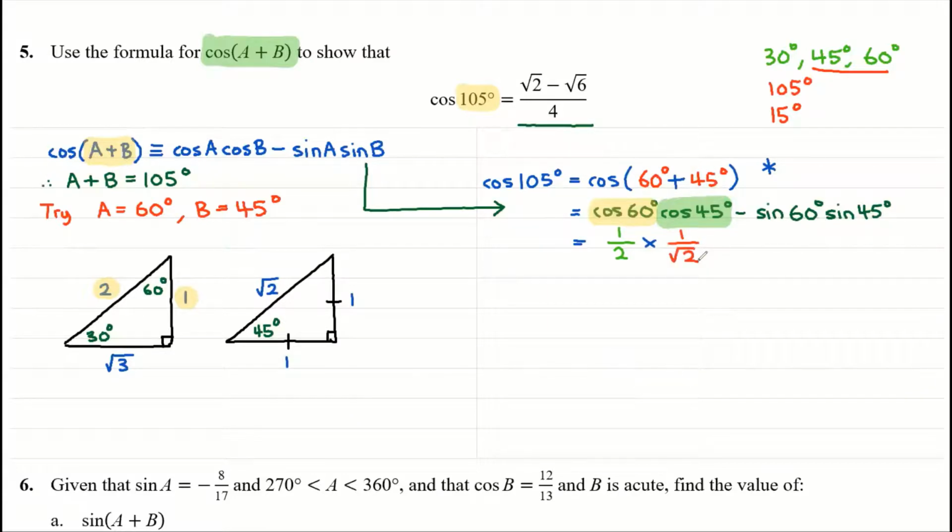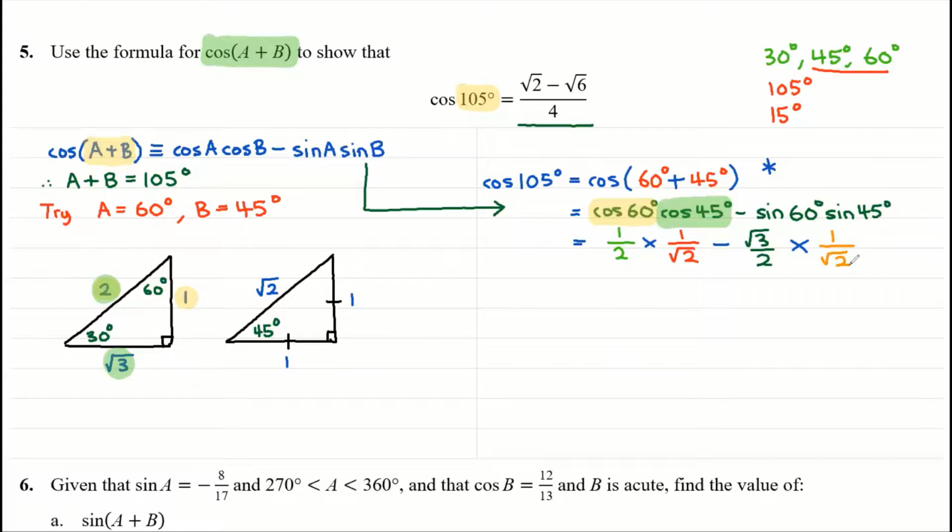And then we're going to be subtracting the sine of 60. Well, the sine of 60, going back to that triangle from earlier, there's the opposite. There's the hypotenuse. That's √3/2. So let's put that in. So that's going to be √3/2 multiplied by sine of 45, which we've already said is going to be 1/√2 again. Okay, I hope that's all right.